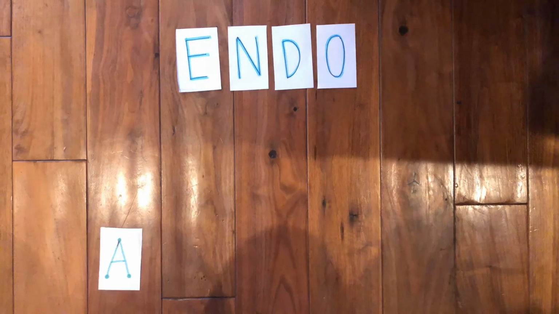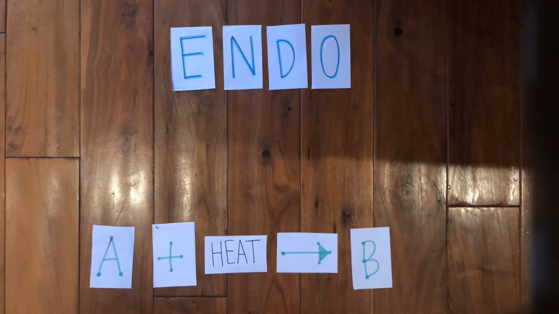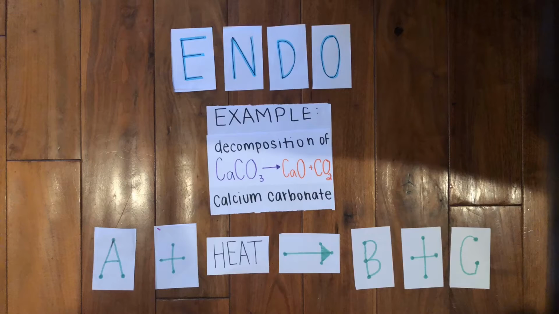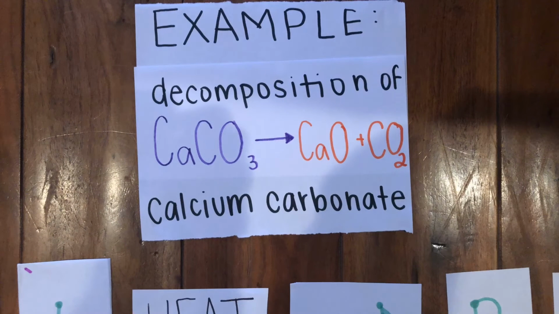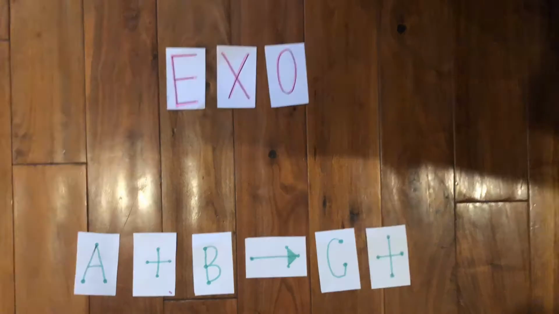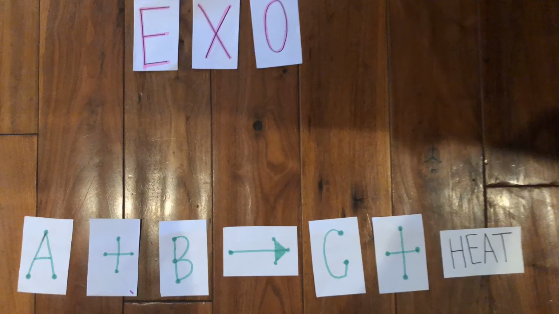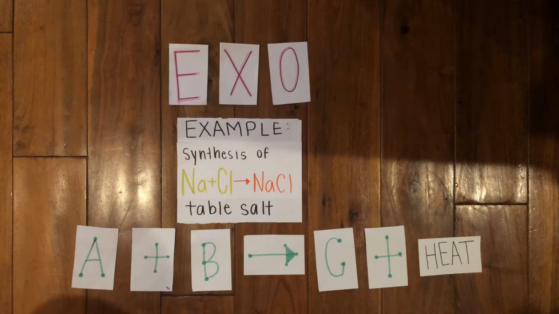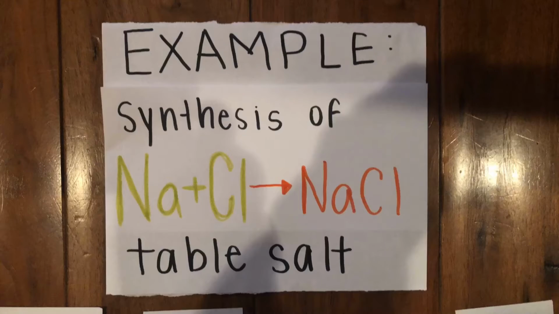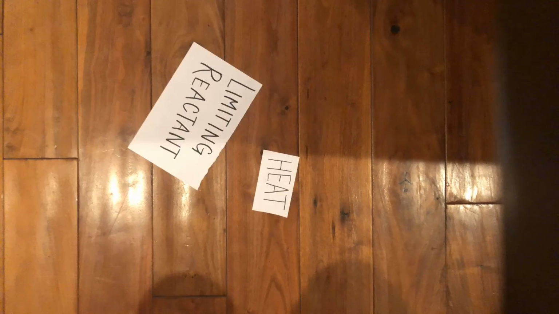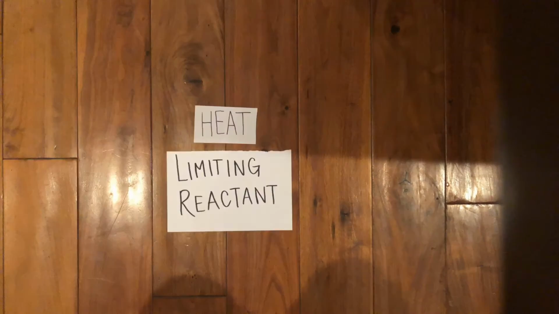For an endothermic reaction, heat is absorbed, so that means it is on the reactant side of the chemical equation. An example of this is the decomposition of calcium carbonate into carbon dioxide and calcium oxide. But for an exothermic reaction, heat is produced, so that means heat is on the product side of the equation. An example of this is the synthesis of sodium and chlorine to form sodium chloride, which is also known as table salt. A good thing to always remember is that during a chemical reaction, heat can also be a limiting reactant.